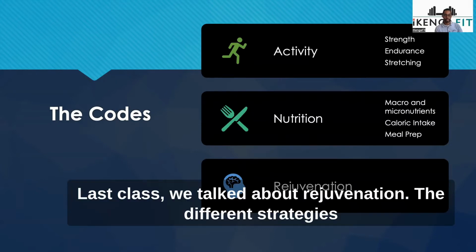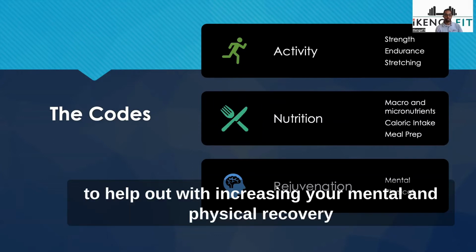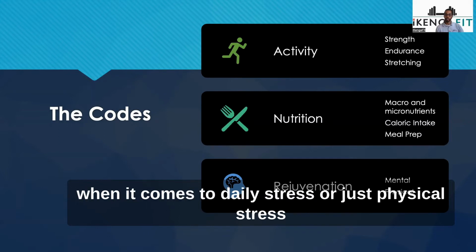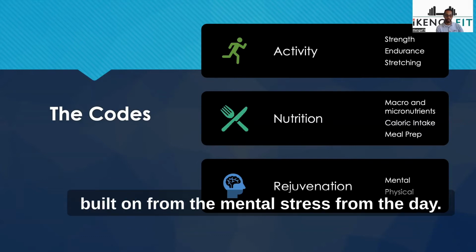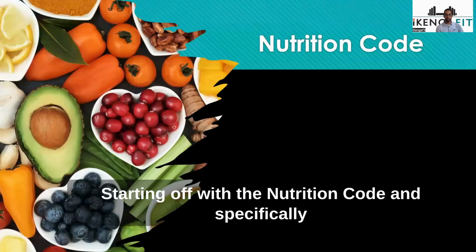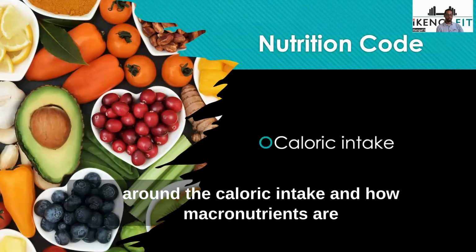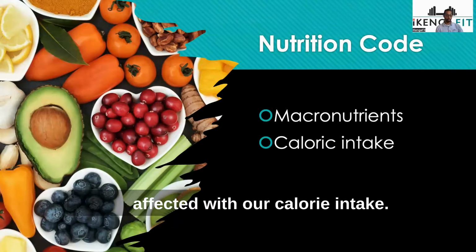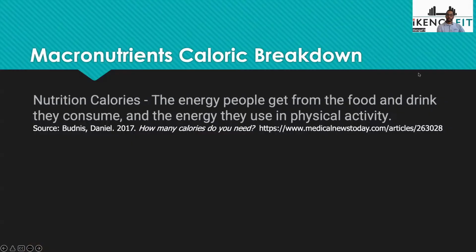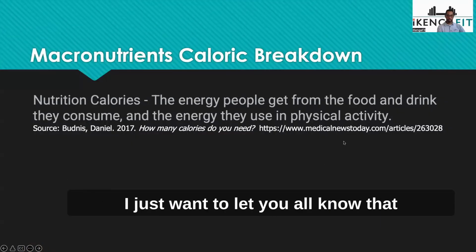Last class, we talked about rejuvenation, different strategies to help increase your mental and physical recovery when it comes to daily stress, or physical stress built on from the mental stress from the day. And we're going to get straight into it, starting off with the nutrition code. Specifically, the nutrition code topic is going to center around caloric intake and how macronutrients are affected with our calorie intake.